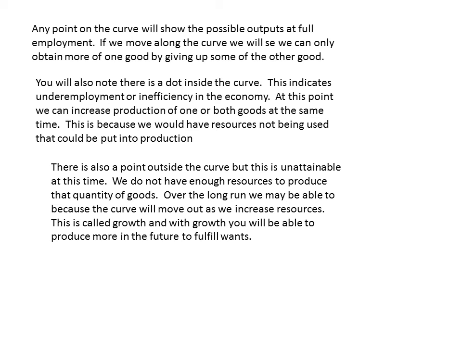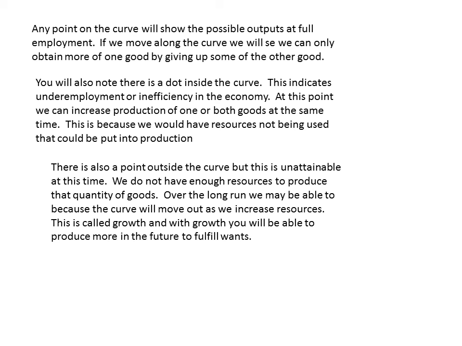Any point on the curve will show the possible outputs at full employment. If we move along the curve, we will see we can only obtain more of one good by giving up some of the other good. You'll also note there's a dot inside the curve. This indicates underemployment or inefficiency in the economy. At this point, we can increase the production of one or both goods at the same time. This is because we would have resources not being used that could be put into production.